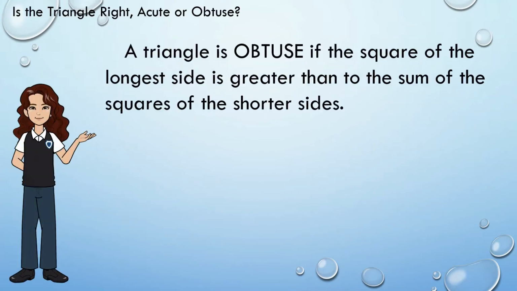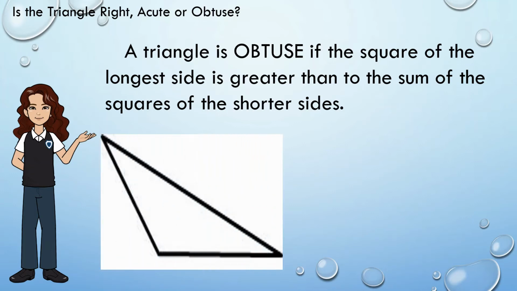Okay, the second one. A triangle is obtuse if the square of the longest side is greater than the sum of the squares of the shorter sides. So this is the obtuse triangle.